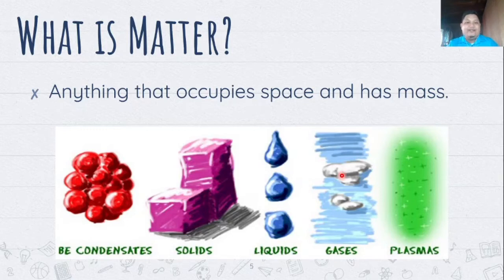So water is said to be a form of matter because it is not just that it has different states of matter, but it is also capable of occupying space. When we fill our glass with water, it occupies space and it has mass. Whenever we measure water, it has mass. Therefore, water is an example of matter.